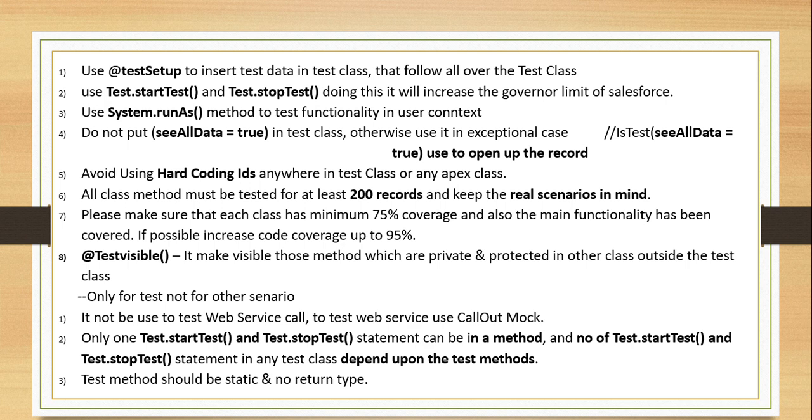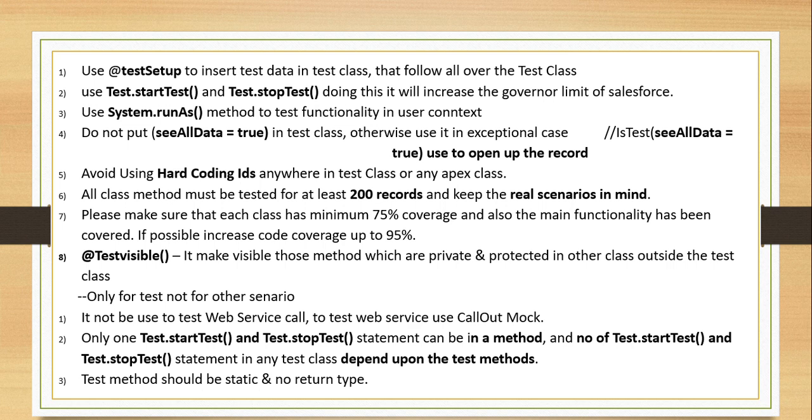Please make sure that each class has a minimum of 75% code coverage and that the main functionality has been covered. If possible, increase coverage up to 95%. @TestVisible makes those methods which are private or protected visible to other classes outside the test class.